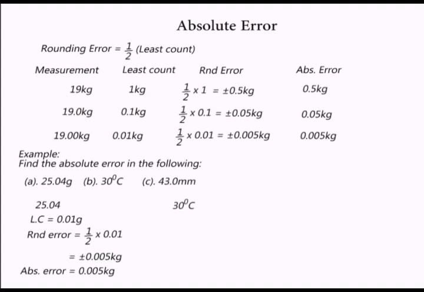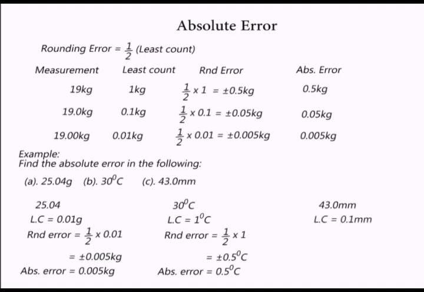30 degrees Celsius, least count is 1 degree Celsius. Rounding error is a half times 1, which is plus or minus 0.5. Absolute error is equal to 0.5. Finally, 43.0 millimeters. Least count is 0.1 millimeters. Rounding error is a half times 0.1, which is equal to plus or minus 0.05, and absolute error is 0.05.